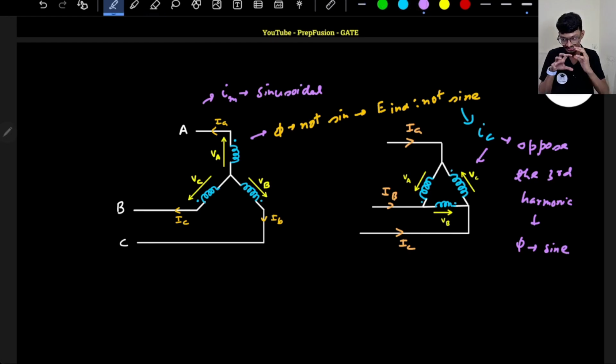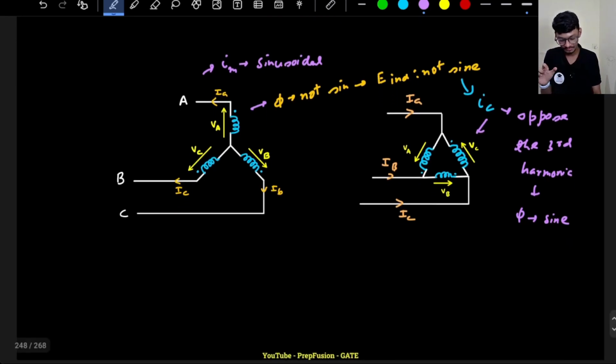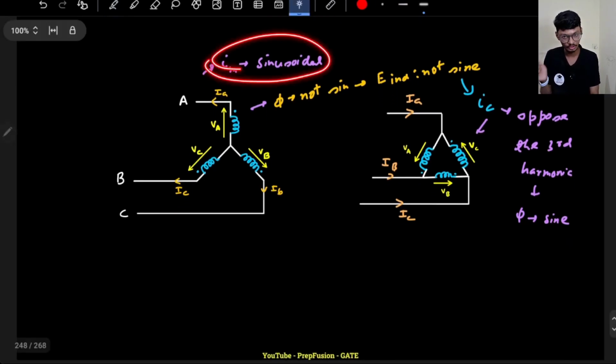So ultimately there is a fight between husband and wife. Someone has to agree, but both ultimately come to a common conclusion. The husband does not get his complete wish and the wife also does not get her complete wish. They both sacrifice a bit and come to a conclusion. Here also it is the same thing: first there was a fight because the current is purely sinusoidal.